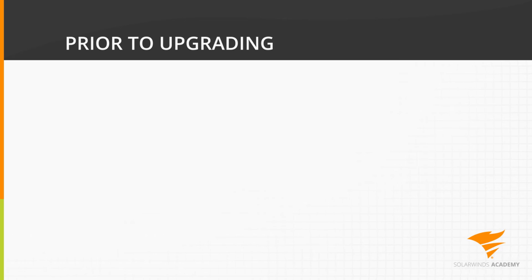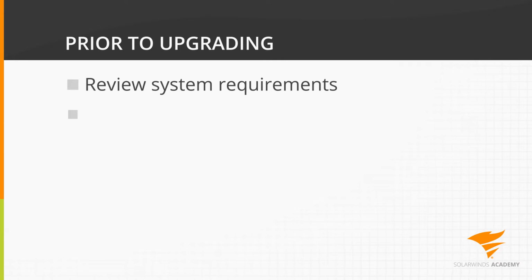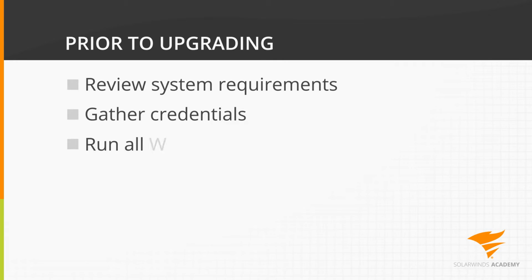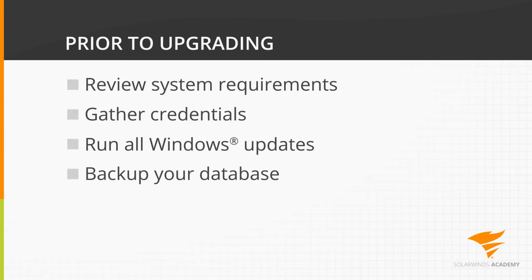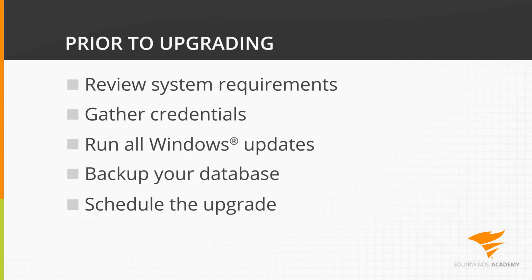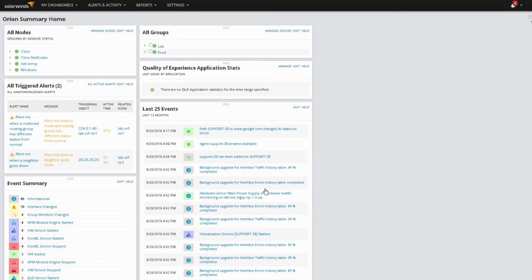Before you begin, you should perform the following steps to upgrade successfully: review system requirements, gather credentials, run all Windows updates, back up your database, schedule the upgrade, and notify your company. For additional information, we recommend that you check out the Upgrading the Orion Platform video. Also, if you're planning to migrate your Orion Platform server, we recommend that you upgrade before going forward with the migration. For more information on this process, please watch Migrating an Orion Platform Product Installation.